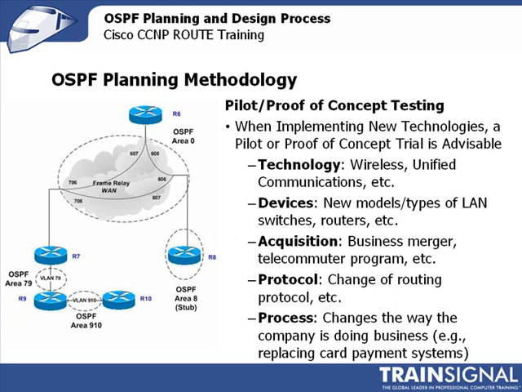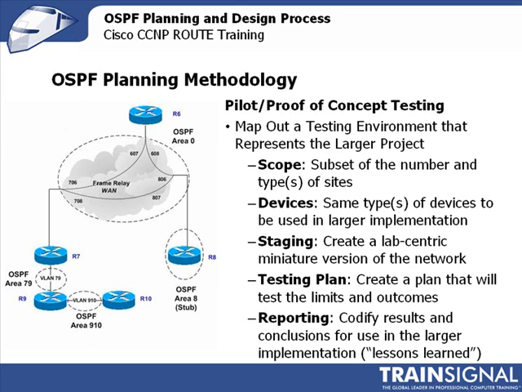bigger mistakes in production. Part of what's involved with that is mapping out a testing environment that represents the larger project in terms of scope, the devices, the type, and the number, staging it sort of as a smaller version of what would be put into production, a testing plan, and then reporting. This is sometimes called lessons learned and can be folded into the actual project plan for the full rollout.